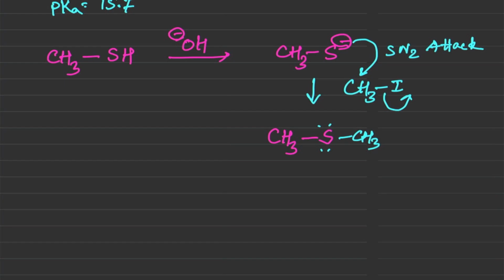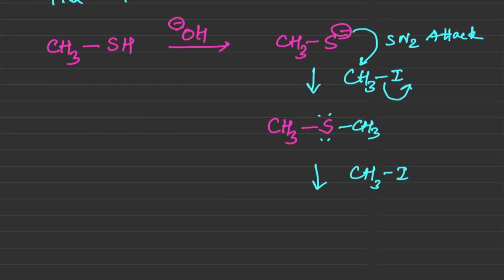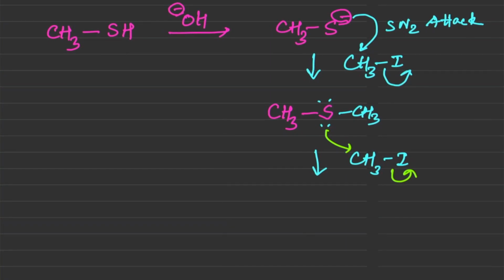So let's say we react it with another CH3I. And this can do another SN2 attack. The lone pair on the thioether could do this. So we get CH3S with CH3, CH3. Just like oxygen, when sulfur makes three bonds, it should have a positive charge. So this is called a sulfonium ion.